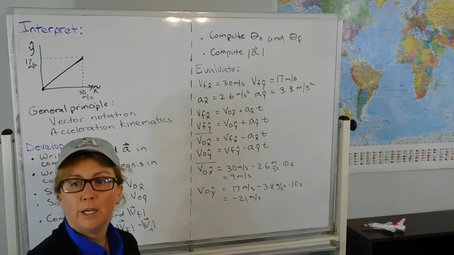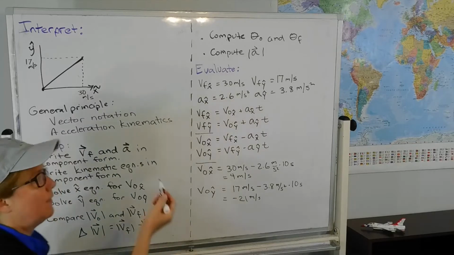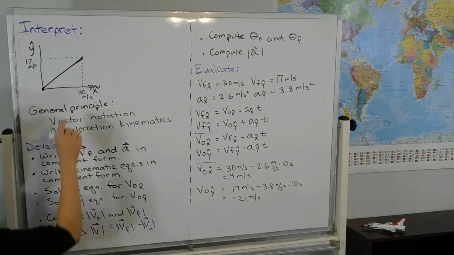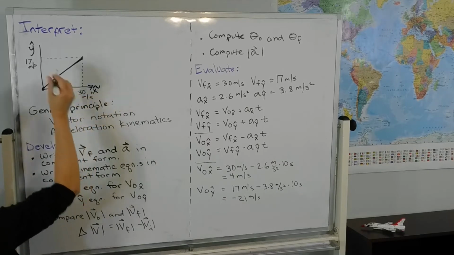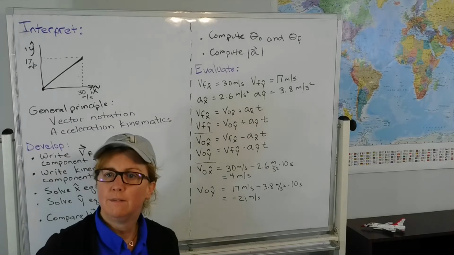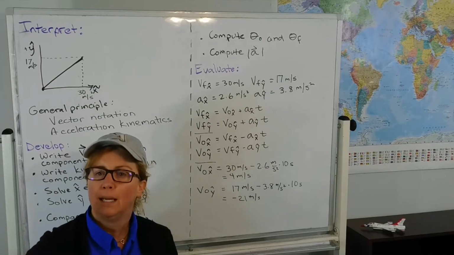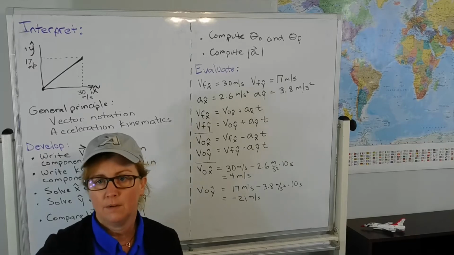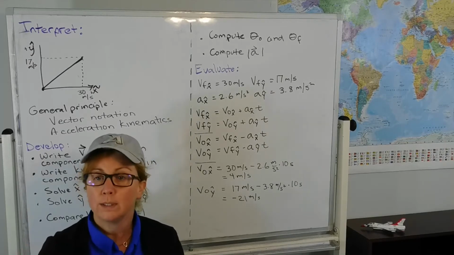Now, if that seems a little bit odd to you, it's okay. We have our graph here at the beginning. We have our positive x hat direction and our positive y hat direction. So if we come up with a negative value, that just means it's going in the opposite direction to the one that we designated as positive. So that's not necessarily a warning sign yet that you've done something wrong.